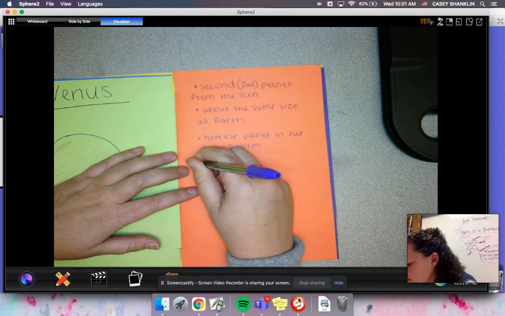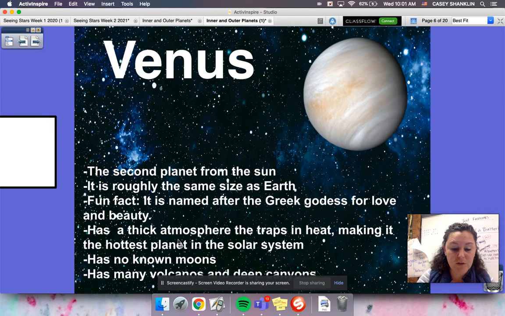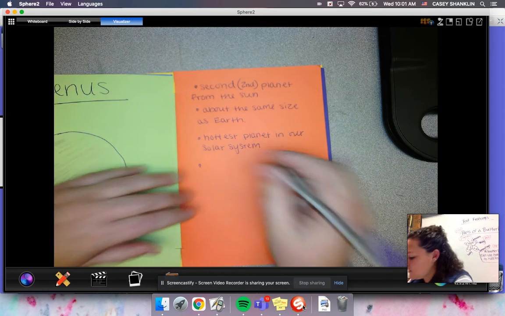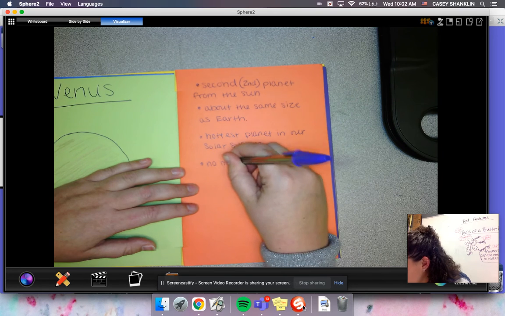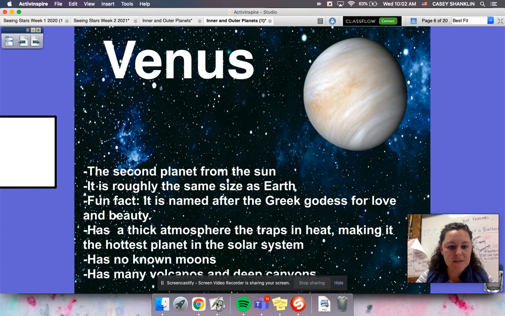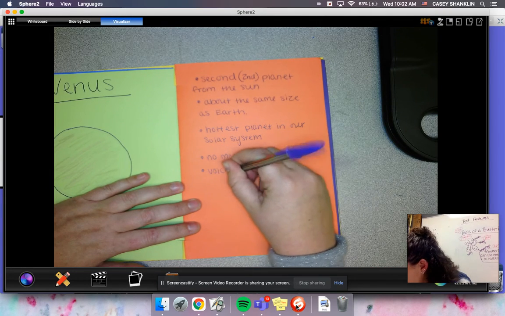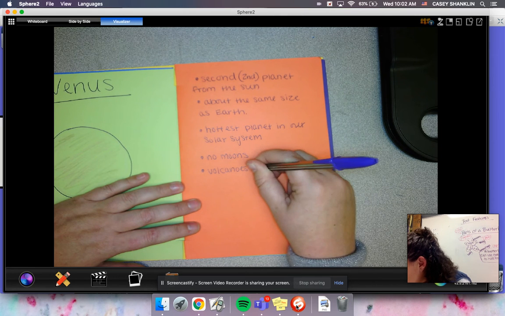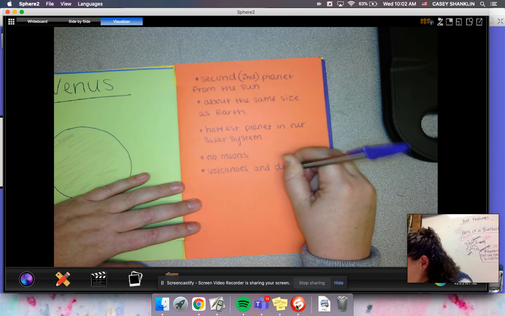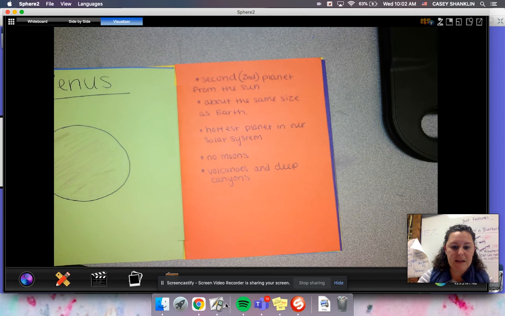And then our last fact of the day is going to be, it actually is two more, that it has no moons. So similar to Mercury, it has no moons. And then our last fact of the day, this is my favorite one about Venus. It has volcanoes and deep canyons. So there are actually volcanoes on Venus. Volcanoes and deep canyons.